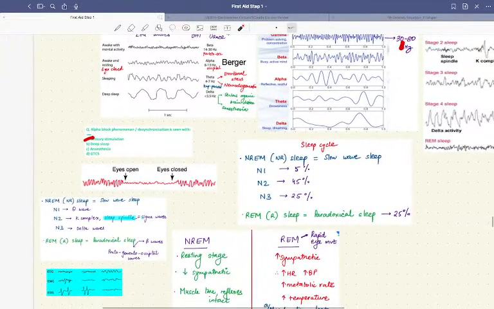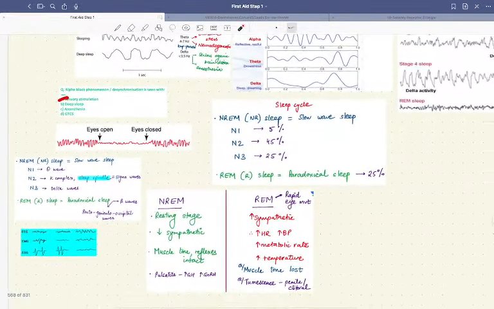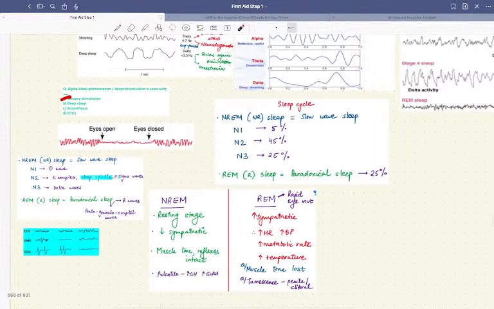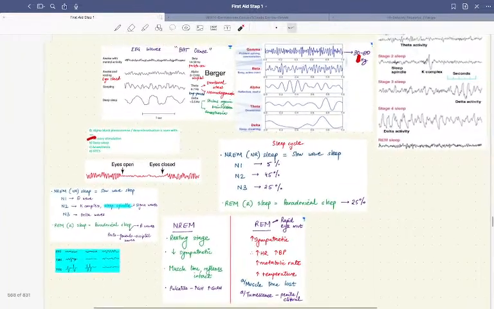Beta waves, parieto-occipital. Then the muscle tone: in the resting stage, increased sympathetic or decreased sympathetic, decreased muscle tone, reflexes intact. In the resting stage and NREM there is decreased sympathetic, muscle tone and reflexes are intact, and here you have pulsatile release, increased GH and GnRH. But in REM, what happens? Increased sympathetic, increased heart rate, increased BP, increased metabolic rate, increased temperature. Everything is increased in REM. Muscle tone is lost while penile tumescence occurs.